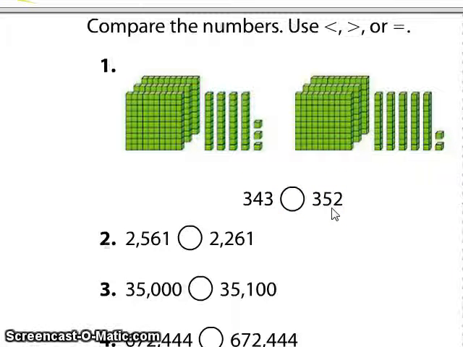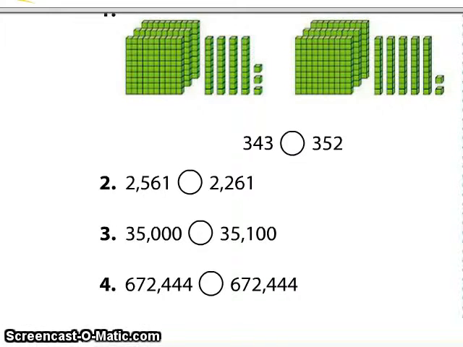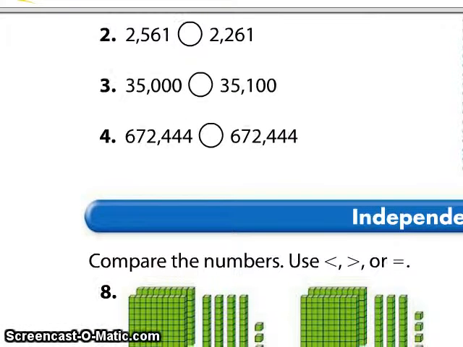That's a stop sign. You got to figure out which one's smaller. What's smaller, 4 or 5? Think about it. Take a second. Ding! 4 is your smaller number. So it should say 343 is less than 352. Okay? You should write that problem in your journal so that you have it. Write it on the same page that you wrote your notes.